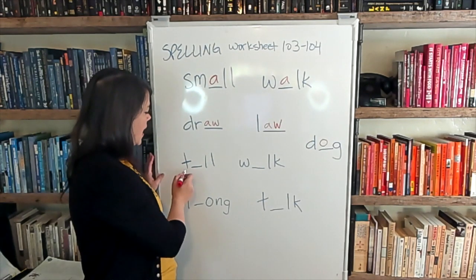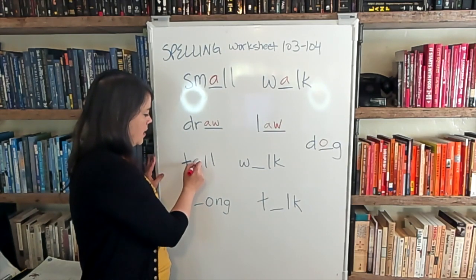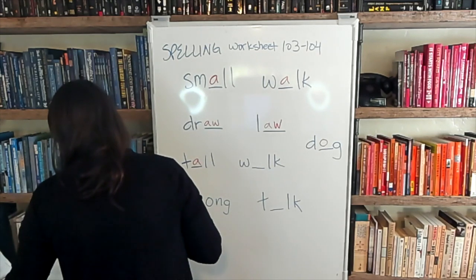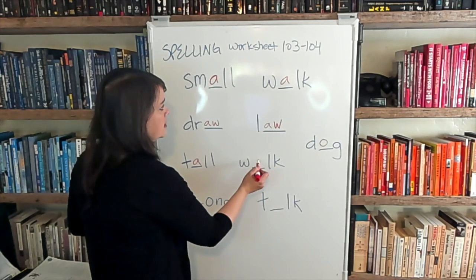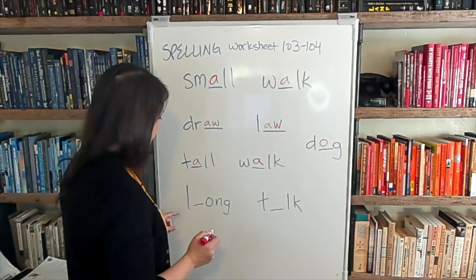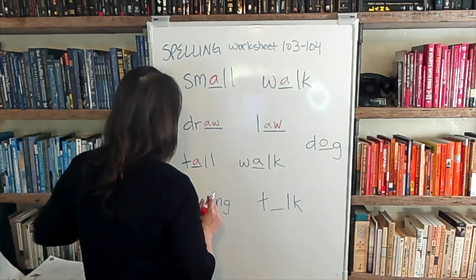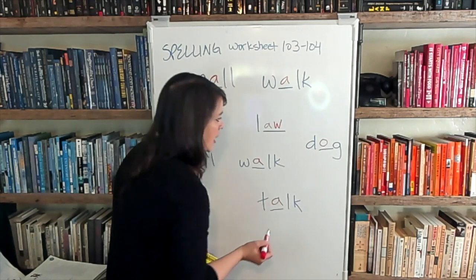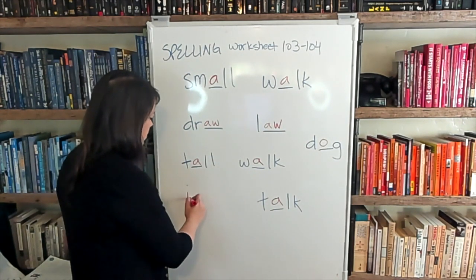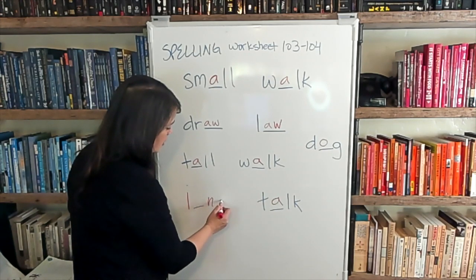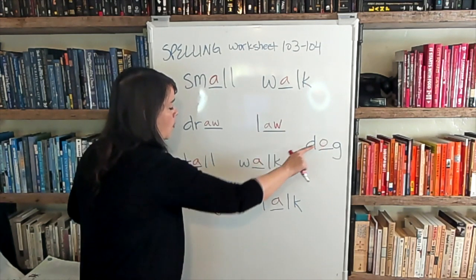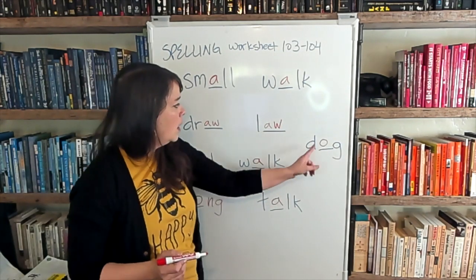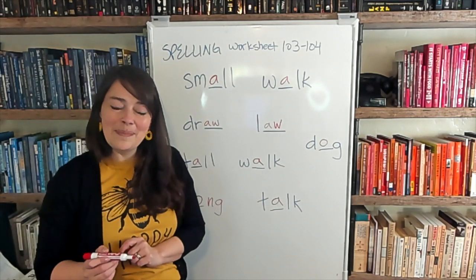Here we have T and a blank and an LL. That's tall. So I did walk 2 times. We're just practicing it twice. Walk, walk. Okay, and then we have talk. And another L1. I did it wrong, so I'll redo it. Another O1 is long. L-O-N-G. Ah, but they're different.